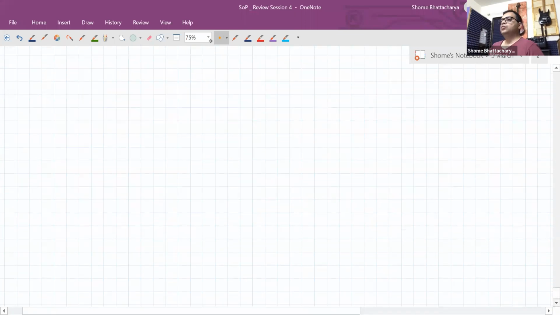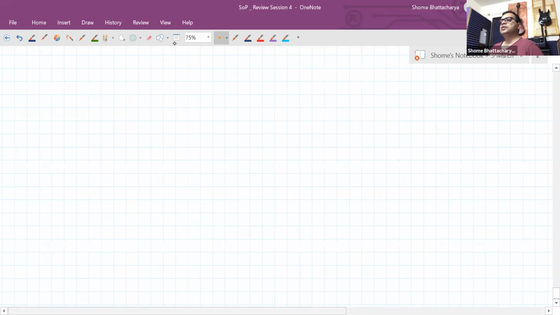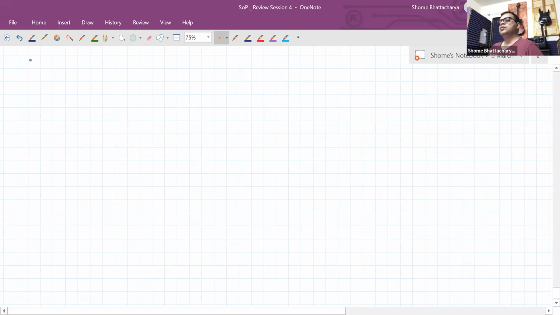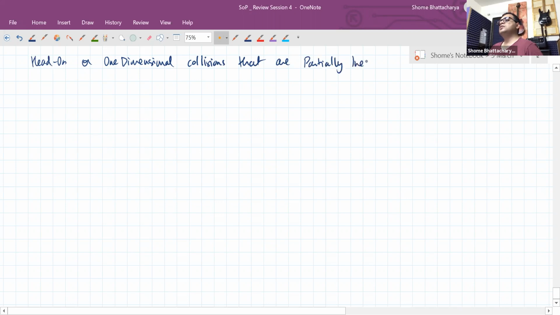Okay. Now, moving on, let us look at a situation where we are looking at head-on or one-dimensional collisions that are partially inelastic. So you'll understand in a bit what we mean by the term partially inelastic.